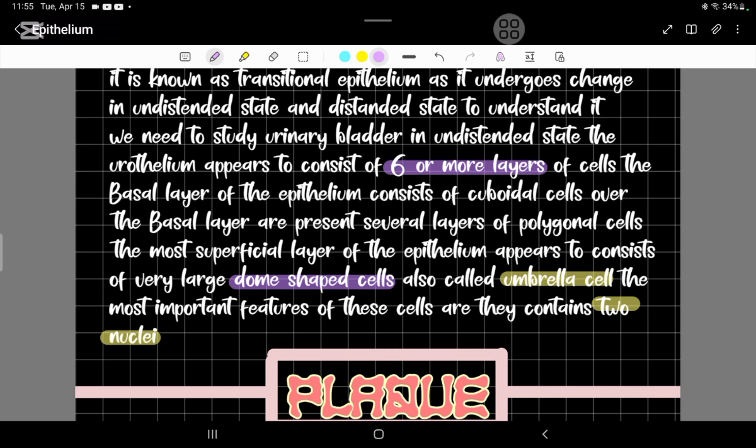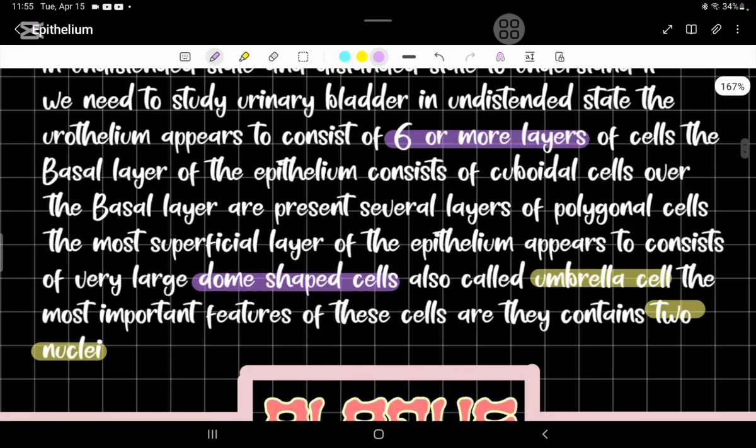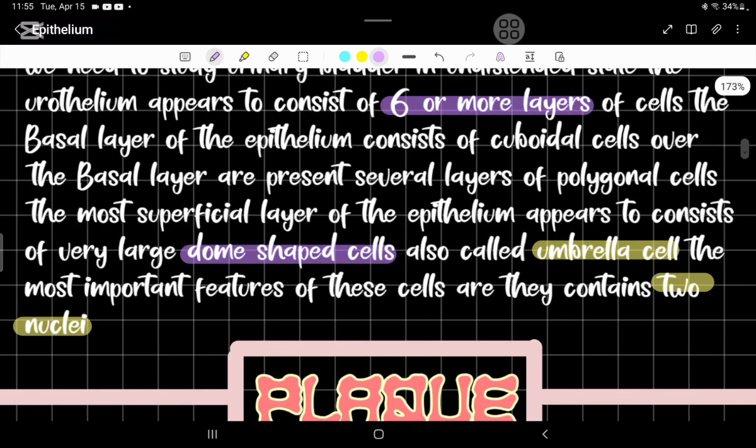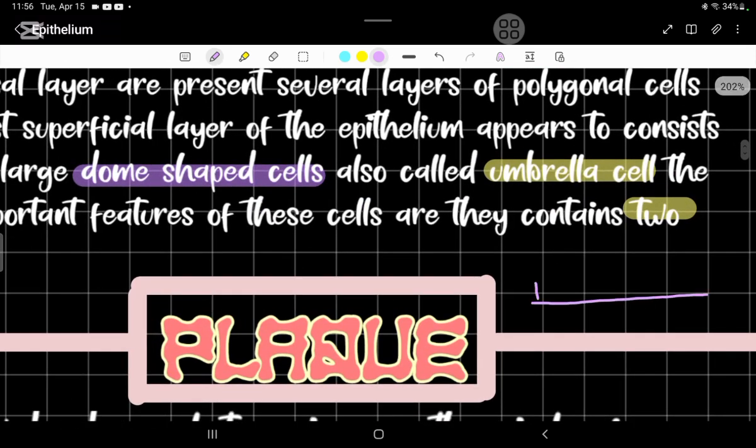It consists of 6 layers when it is in the undistended state. Because of its elasticity, when it gets filled, that is in the distended state, the layers appear to be fewer, either 3 or 2. The epithelium consists of cuboidal cells at the basal layer, over which are polygonal cells. That means the lowermost layer consists of cuboidal cells, that is this one.